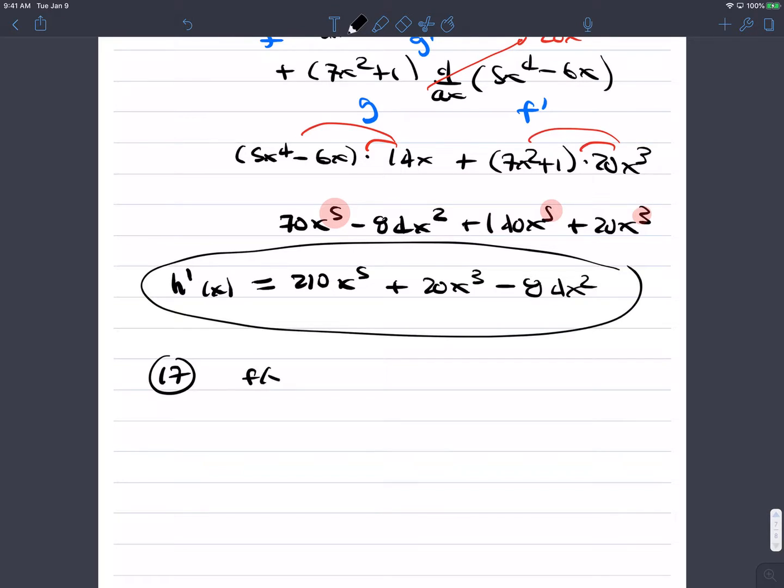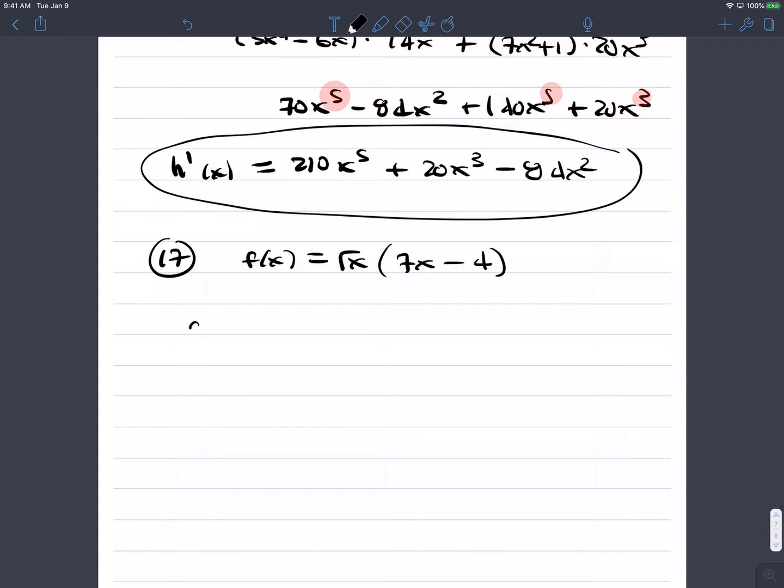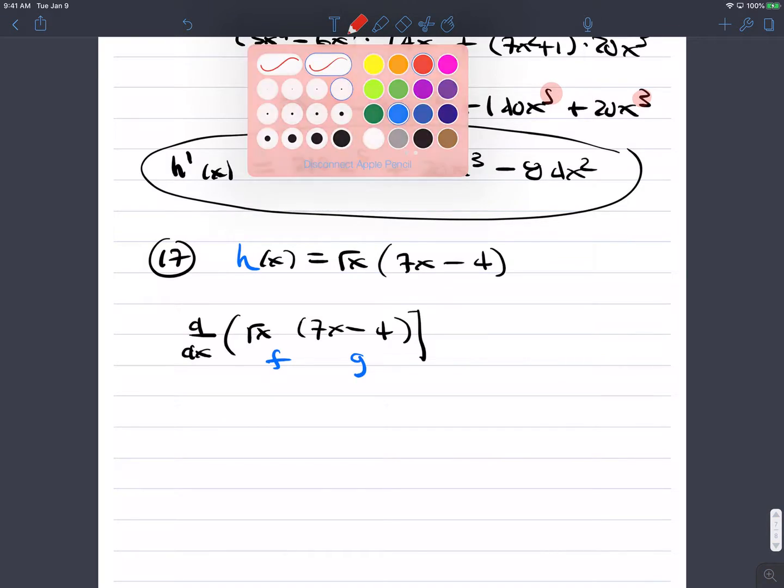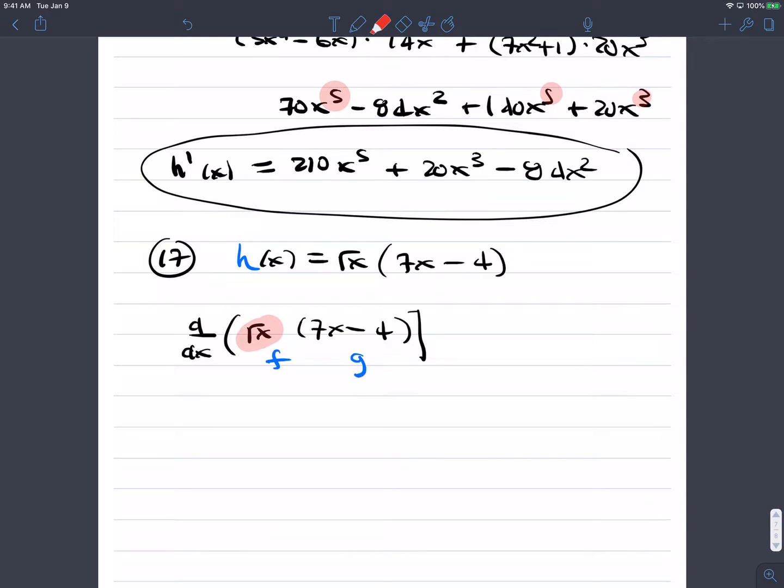Number 17. f of x is square root of x times 7x minus 4. Now going straight to operator notation, d/dx of square root of x times 7x minus 4. Here's your f. Here's your g. And again, if you like, it's a different f, so call this h if you like. Different function. And something else is happening here. If you take a look, the square root of x, if we're going to differentiate, you have to write this as x to the 1/2 power.